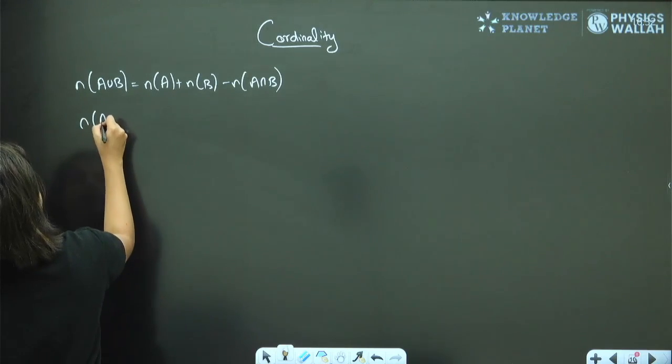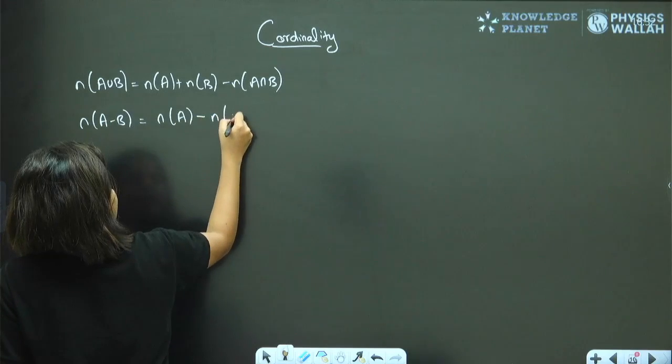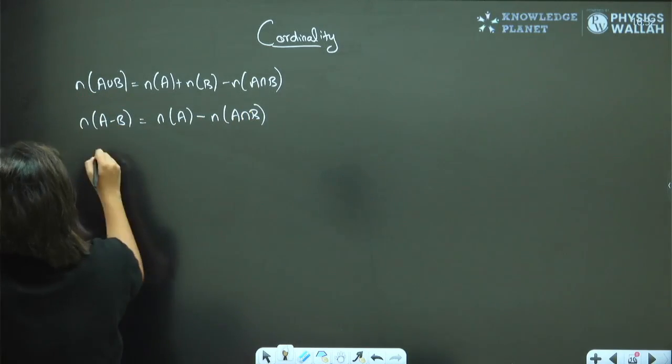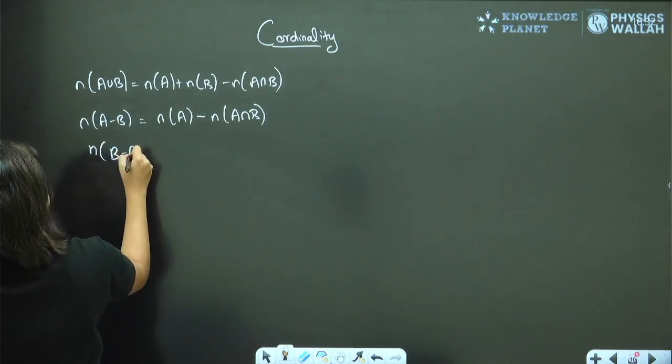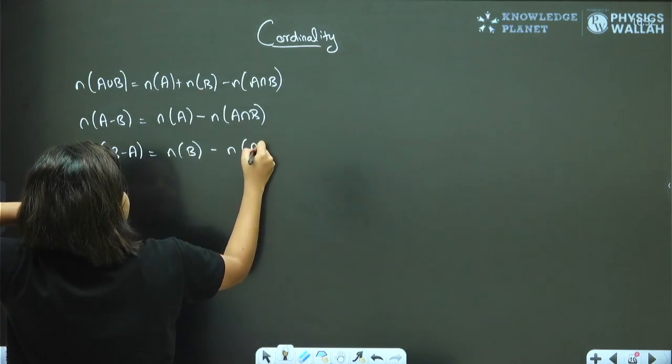n of A minus B is given by the formula n of A minus n of A intersection B. Can you imagine this in a Venn diagram? Try to imagine this. Also, n of B minus A is nothing but from the entire set B, you remove the intersection of A and B.